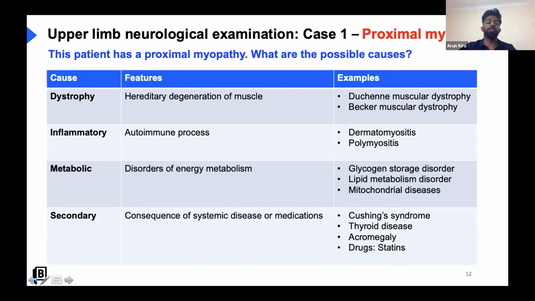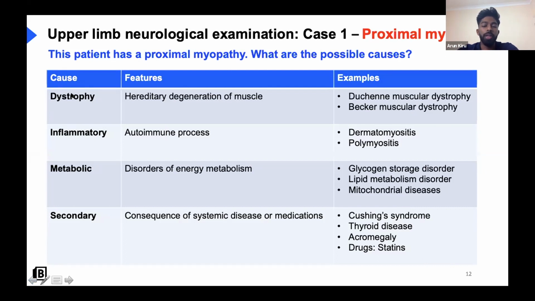Okay, so you've done really well. Then they go on to say, this patient does have a proximal myopathy. Well done. What are the possible causes? And we've gone on about it all the time to try and classify your answers. So this is a really neat way of classifying all of these causes of proximal myopathy. And it's a good way to remember them for MCQs as well.